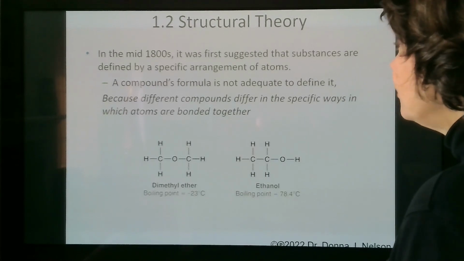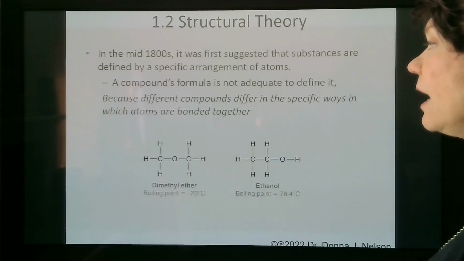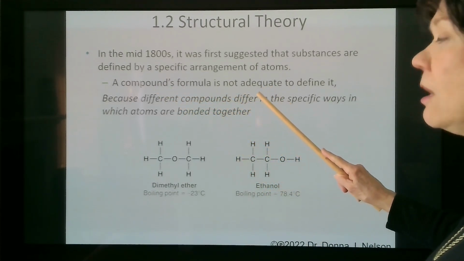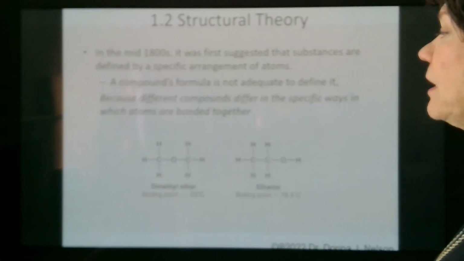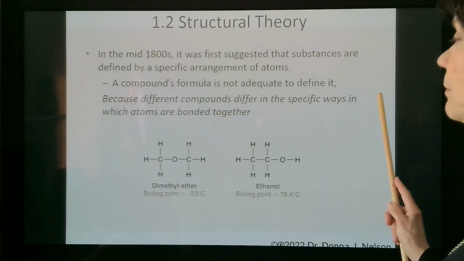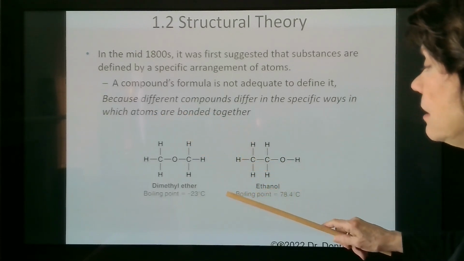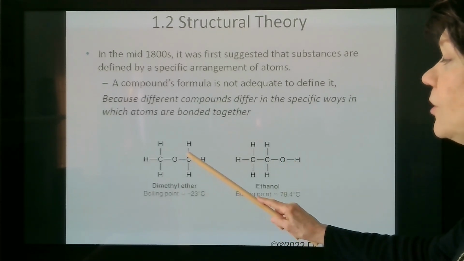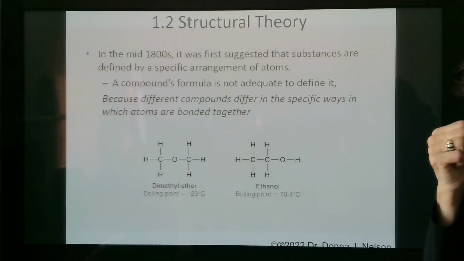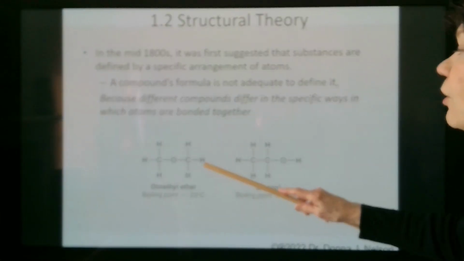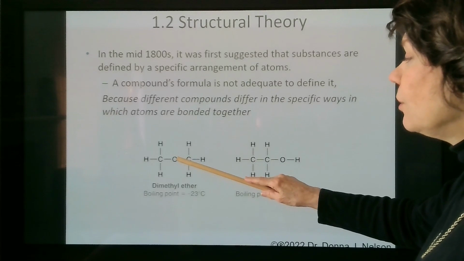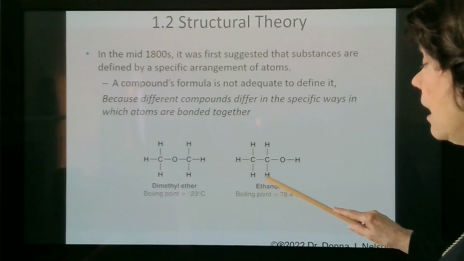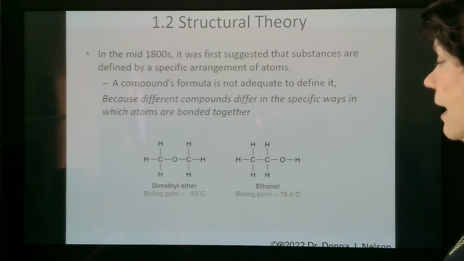In the mid-1800s, it was first suggested that substances are defined by a specific arrangement of atoms. A compound's formula, however, is not adequate to define it because different compounds differ in the specific ways in which atoms are bonded together. For example, these two molecules are isomers. They contain the same number of carbons, oxygens, and hydrogens, but they're connected in different ways. Notice here, the oxygen is bearing two CH3 groups. Here, the oxygen is bearing a C2H5 group and a proton.